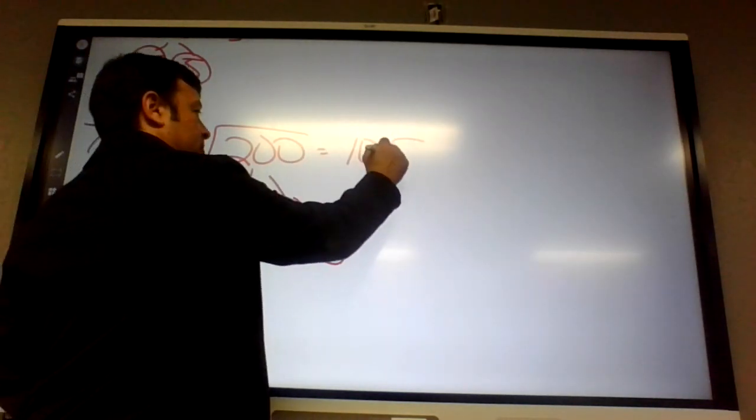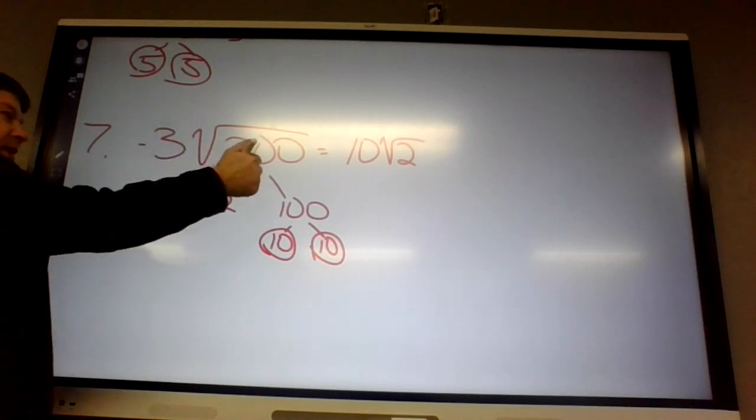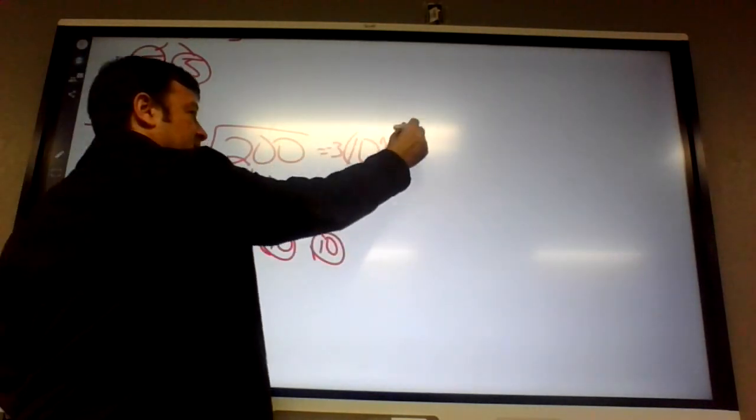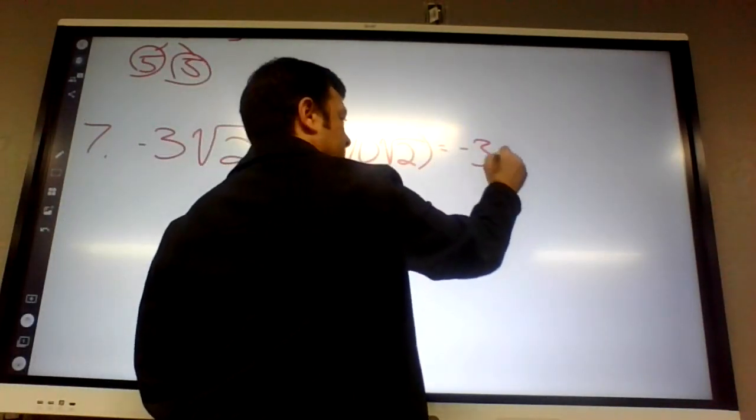What did I do wrong? You forgot to add the times. It's really negative 3 times that, right? So it's more like this. Negative 3 times 10 is negative 30 square root of 2.